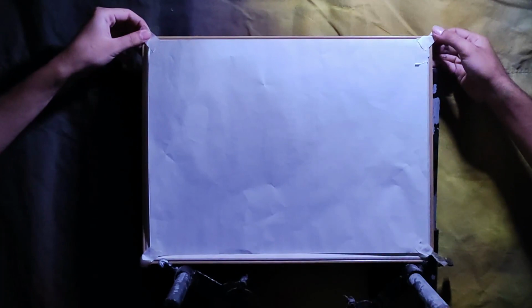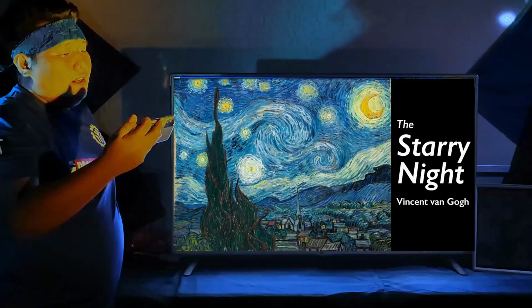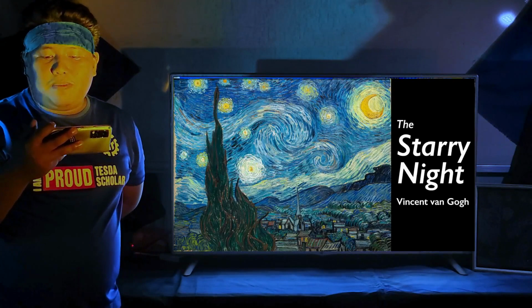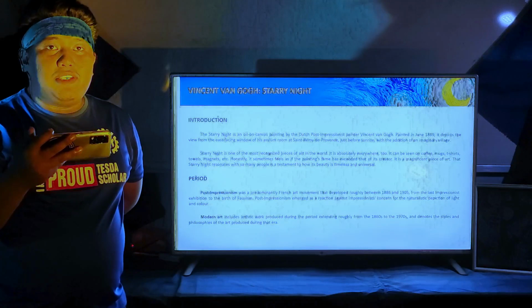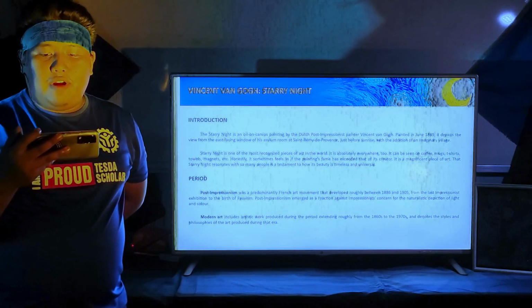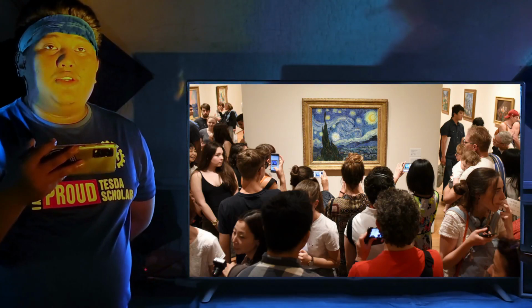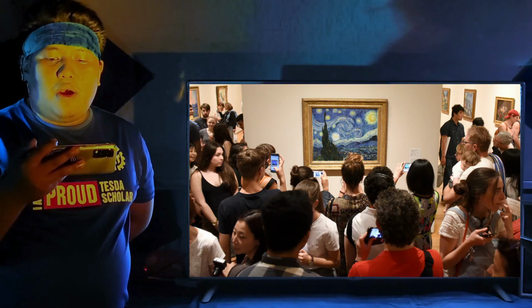Creation of Vincent Van Gogh's Starry Night. The Starry Night is an oil on canvas painting by the Dutch post-impressionist painter Vincent Van Gogh. Painted in June 1889, it depicts the view from the east-facing window of his asylum room at Saint-Rémy-de-Provence, just before sunrise. That Starry Night resonates with so many people is a testament to how its beauty is timeless and universal.